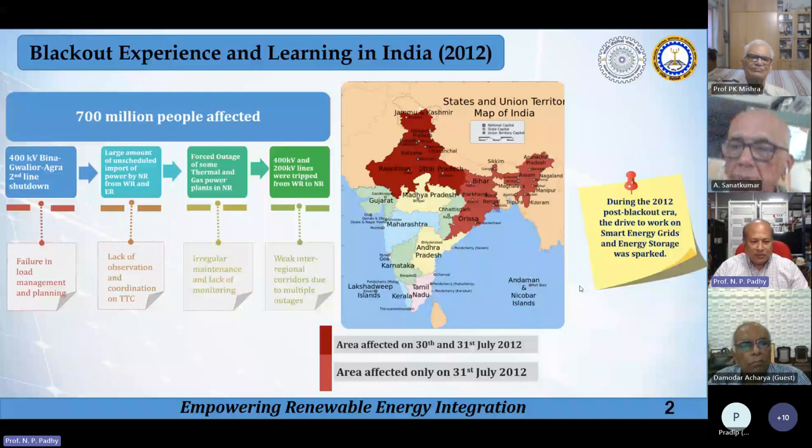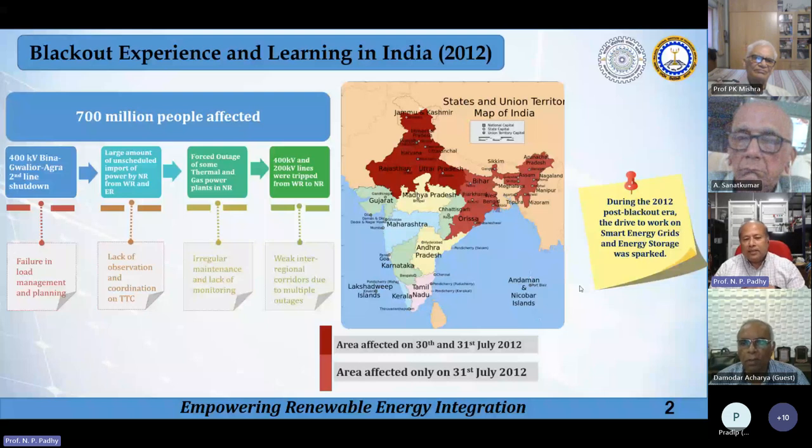exactly, the blackout became a bigger issue in this country. So we all knew that 700 million people were affected, and there was a failure in load management and planning, lack of observation and coordination among the utilities, irregular maintenance and lack of monitoring, and weak interregional corridors due to multiple outages. So as you could see, most part of the country got affected during 30th and 31st July 2012. So during the 2012 post-blackout era, the drive to work on smart energy grid and energy storage was sparked within the research group.